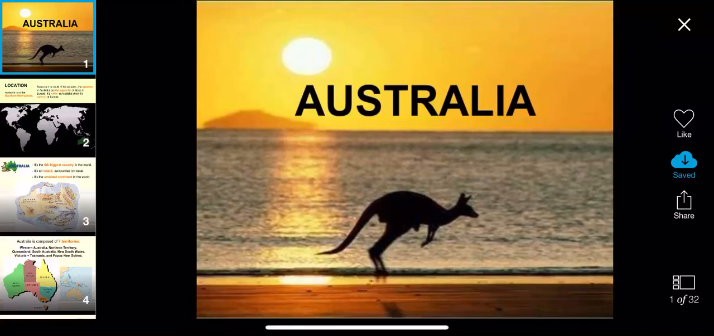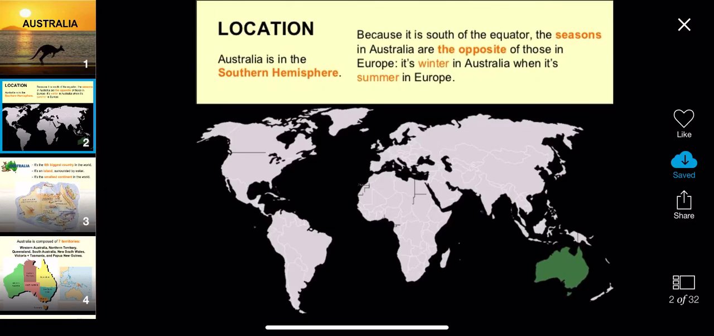Okay guys, today we're going to talk about some other parts of Australia. So here we have a picture of a beach in Australia with a kangaroo. So first, let's talk about the location of Australia.